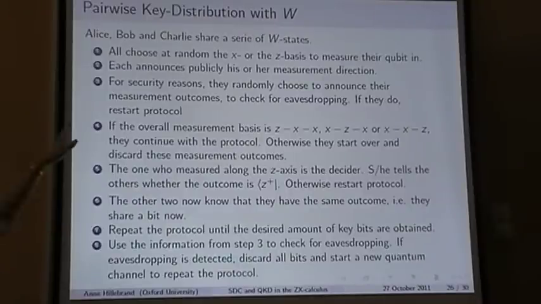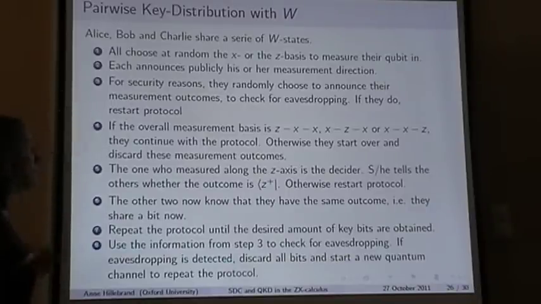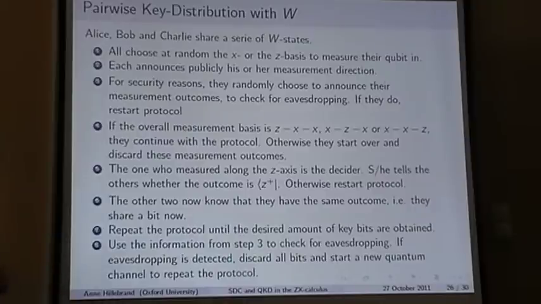Then in the 3rd step, they can choose to randomly announce their measurement outcomes as well. This is to check for eavesdropping. If you get illegal measurement outcomes, then someone's been messing with your channel. But let's assume they don't, and they keep going. Then, if the overall measurement basis is 2 X's and 1 Z, they'll have a valid measurement basis and keep going. So let's assume they do that.